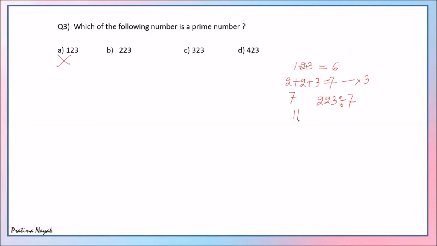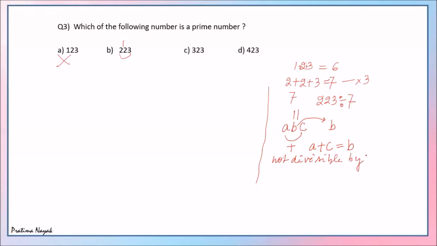To test a multiple of 11, I'm giving you a trick. If the number is a 3-digit number A, B, C, you add A plus C. If the first digit plus the third digit is equal to the second digit, then the number is divisible by 11. Here it is not, because 2 plus 3 is 5, and the middle digit is 2. So this is not divisible by 11.